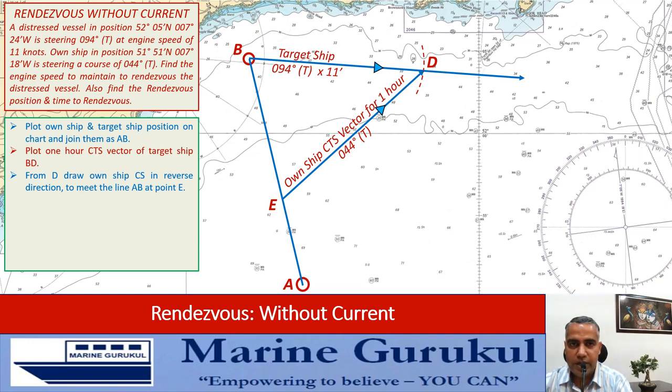We will now join Echo and Delta. This line Echo Delta shows our ship course to steer for rendezvous. We can now measure the length of vector ED, Echo Delta, from the plot, which gives us the engine speed required to be maintained by own ship for rendezvous. We now transfer the CTS obtained to own ship initial position A.